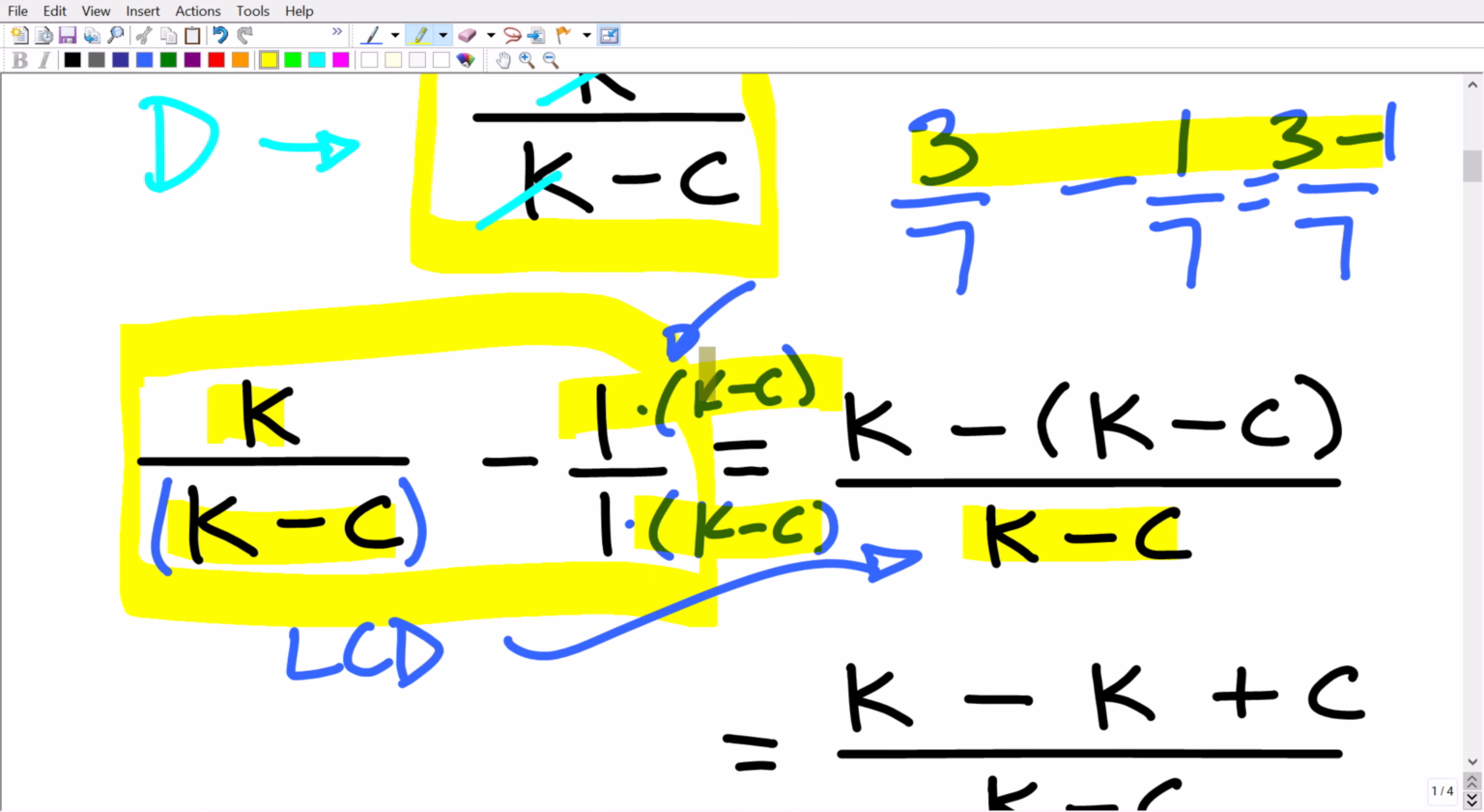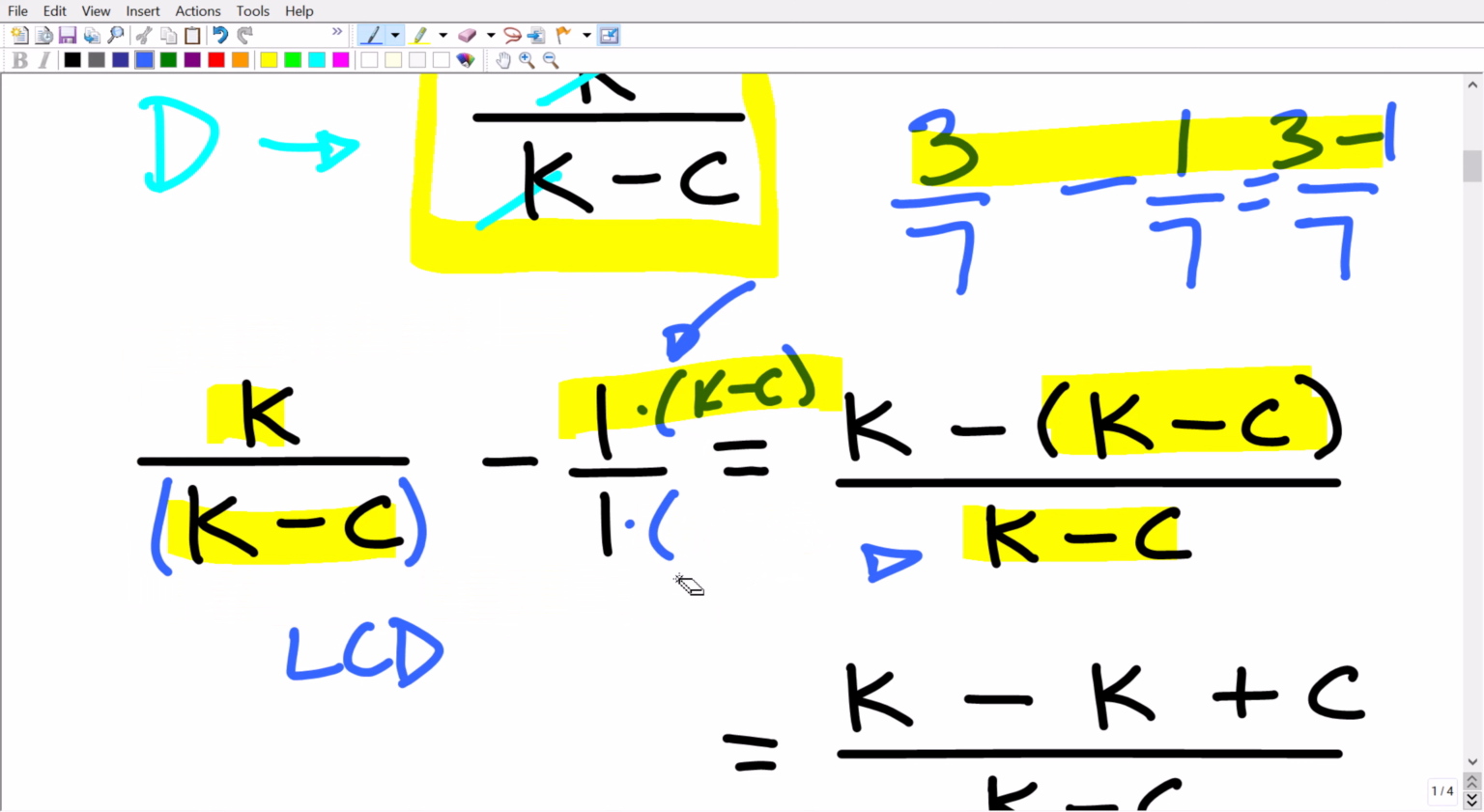So we've got to be very careful here. This is going to be k minus parentheses k minus c. So when you have sums and differences, it's always a really good idea to put them in parentheses, because if you just wrote k minus c, you would make a big error. All right, so we're down to k minus c in parentheses over k minus c.